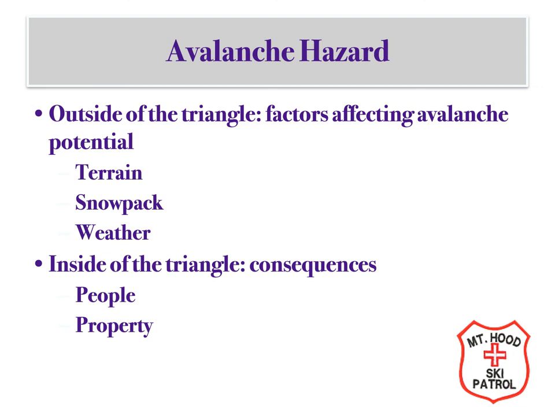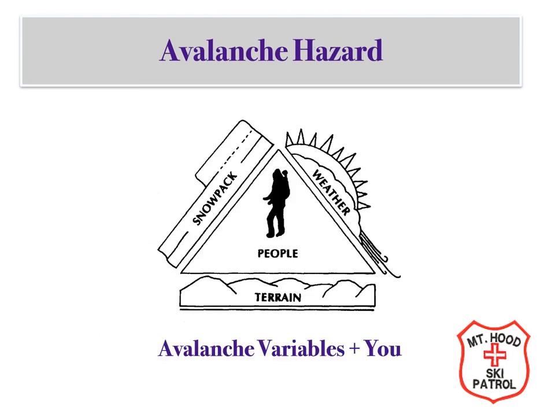When assessing the risk of an avalanche in terms of terrain, snowpack, and weather, we also want to consider the consequences of an avalanche on people and property. Risk and consequences is a theme you'll hear repeatedly in your AVI education. In summary, we've discussed the avalanche triangle. The avalanche triangle is a useful tool to help visualize the parameters affecting the potential for an avalanche: terrain, snowpack, and weather, and the consequences of an avalanche on people and property.